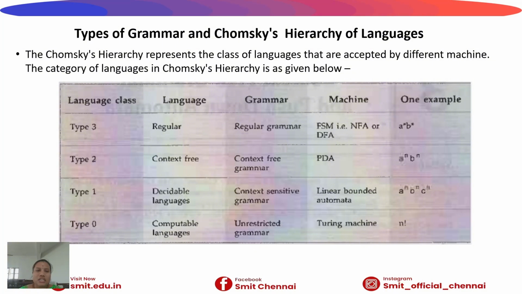Type 1 is context-sensitive languages. The grammar is context-sensitive grammar and the machine is a linear bounded automata. One example is a power n, b power n, c power n. Type 0 is computable languages. The grammar is unrestricted grammar and the machine is a Turing machine. One example is n factorial.